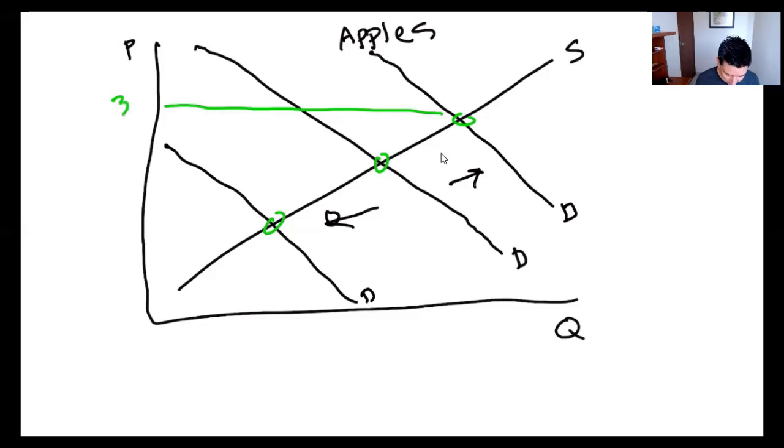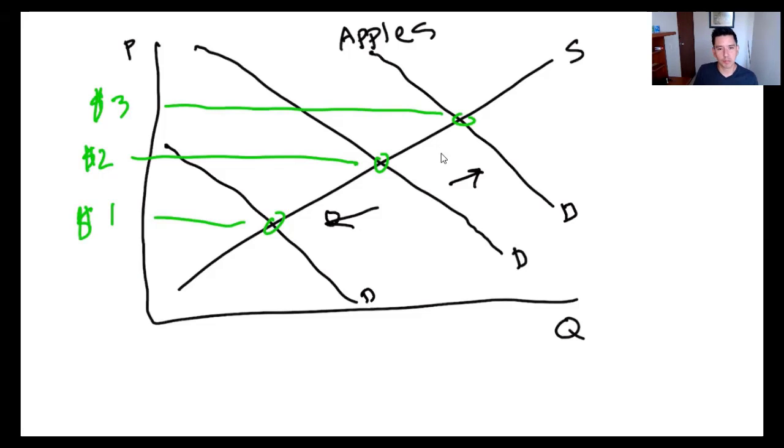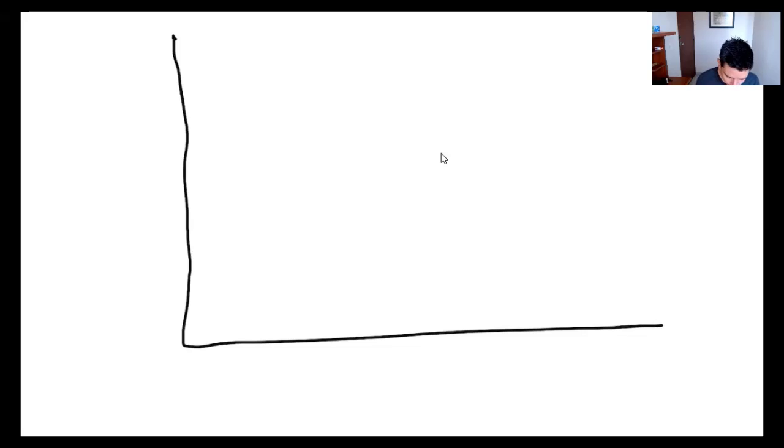So this might be $3 per apple. This is just the general concept about supply and demand, but as you can see, the supply curve is upward sloping, the demand curve is downward sloping, and the cheaper things are, the more people can buy that item. So now let's just look at the company Apple.